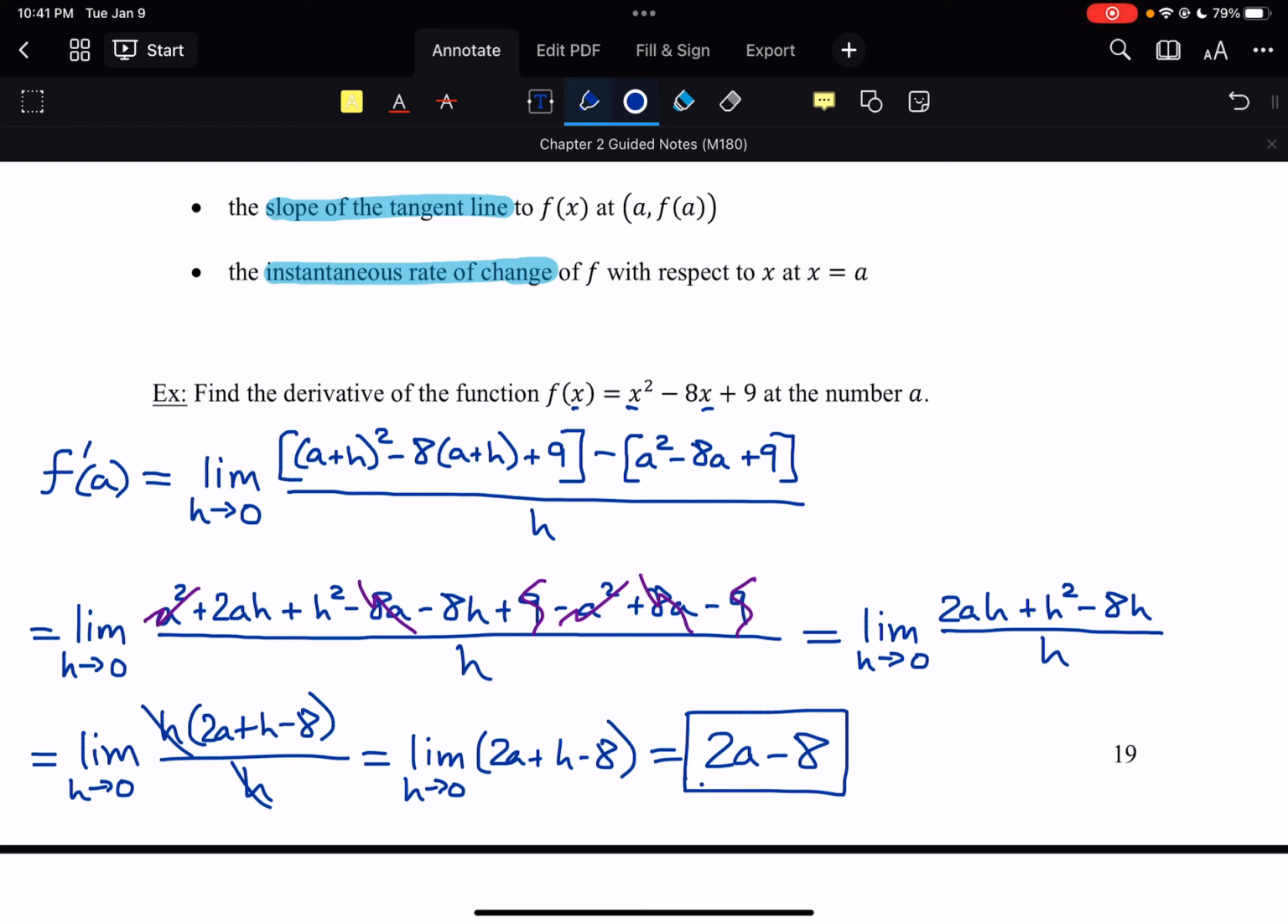Or in other words, this represents the slope of the tangent line at the number a, or the instantaneous rate of change of the function at the value of a. If we had picked a specific value for a, like 3, we would find f prime of 3, we would just plug in 3. So that would be 6 minus 8, negative 2. If we wanted the derivative at 5, we would plug in 5. So we get 2 times 5, 10 minus 8 is 2, et cetera, et cetera. This is how we develop formulas for the derivative, which we will be looking at in section 2.8. But that completes section 2.7.